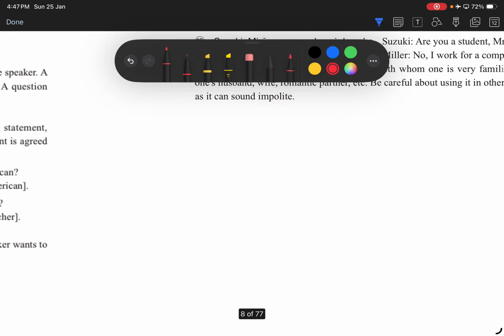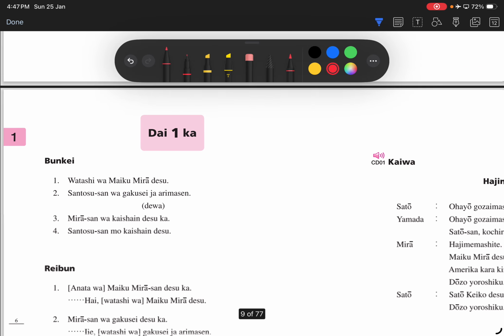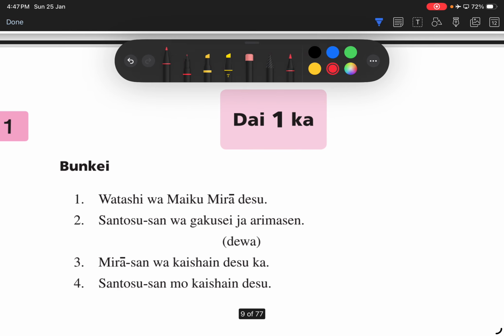I will skip the example, I think it's very boring. Okay, so I have this dai ikka, very basic. Do you have this page? So I refer to this dai ikka. Lesson 1, example sentences. Bunkei means sentence structure. So number 1, watashi wa Mike Miller desu. My name is Mike Miller, or rather, I am Mike Miller. I believe you have the translation somewhere in the textbook.